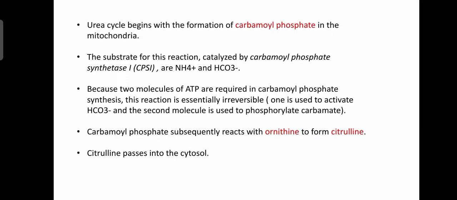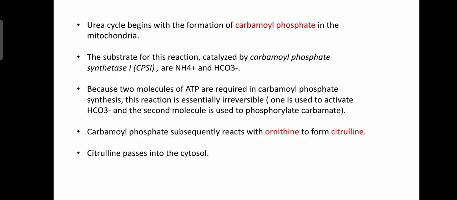This reaction is catalyzed by carbamyl phosphate synthetase 1. So please remember, carbamyl phosphate synthetase 1 is present in the mitochondria and carbamyl phosphate synthetase 2 is present in the cytosol. So the first step of the urea cycle is the formation of carbamyl phosphate, and the substrates for this reaction are ammonia and bicarbonate.